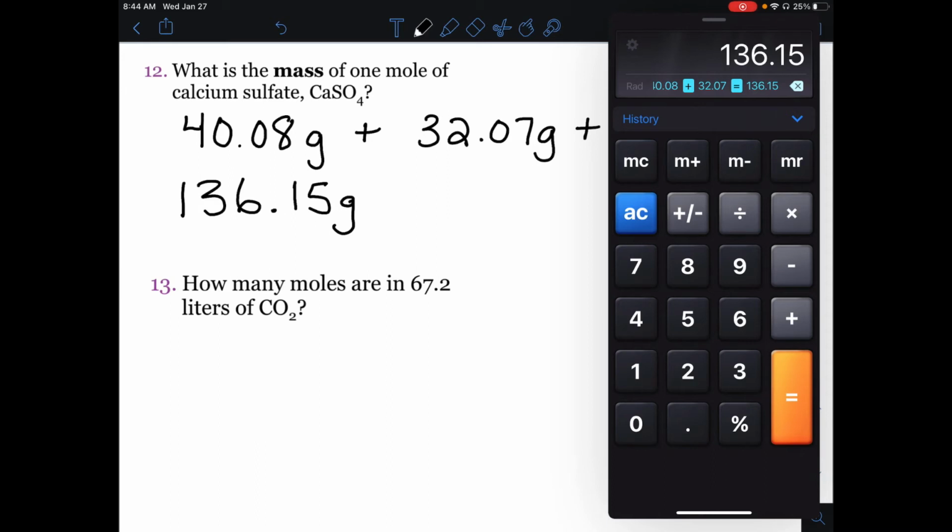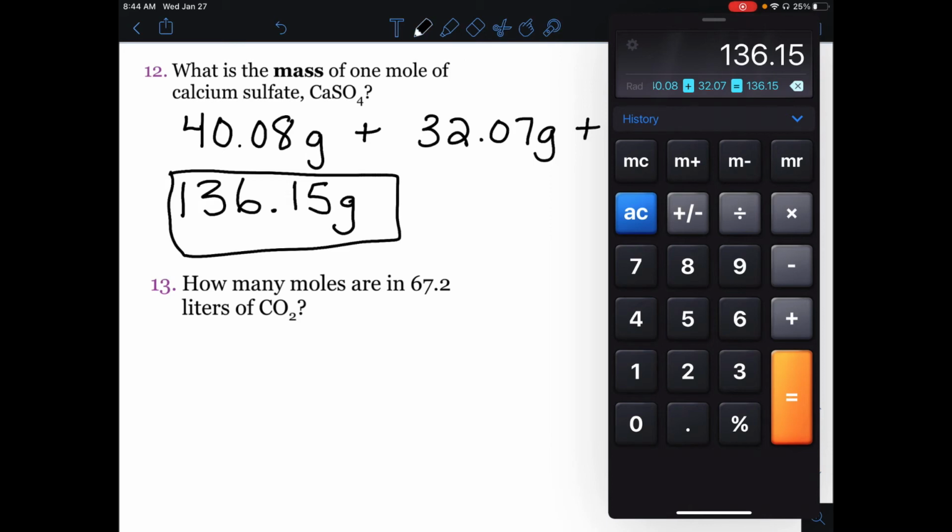Now, if I had 2 moles of calcium sulfate, it would weigh double that. As far as the sig figs, there are no measured quantities in this problem. It just says 1 mole, so I don't really need to worry about sig figs for this one.